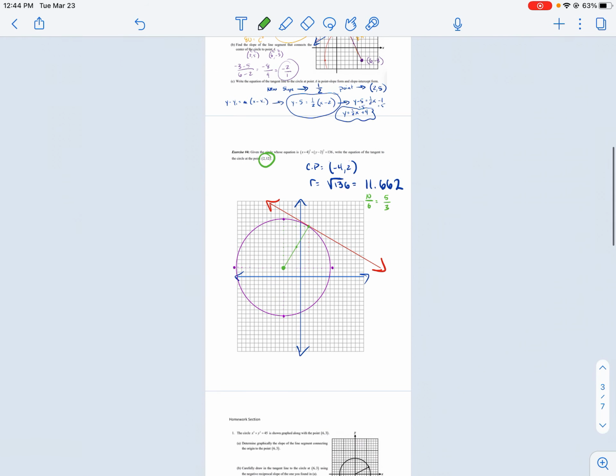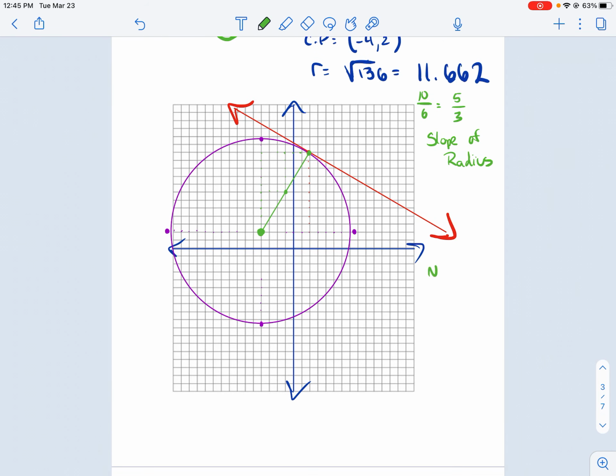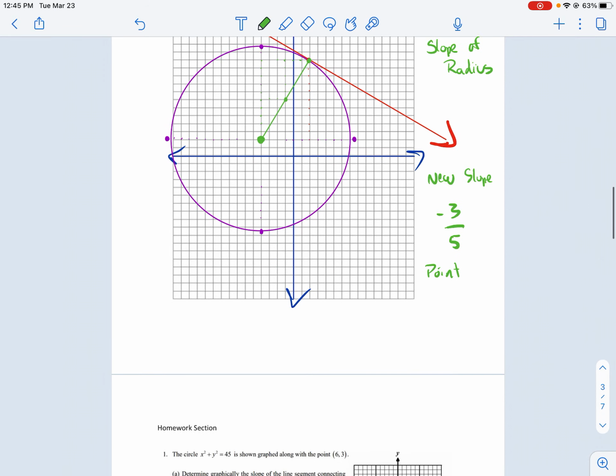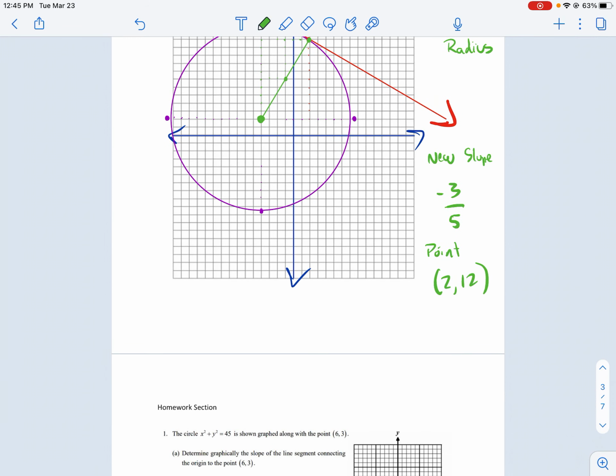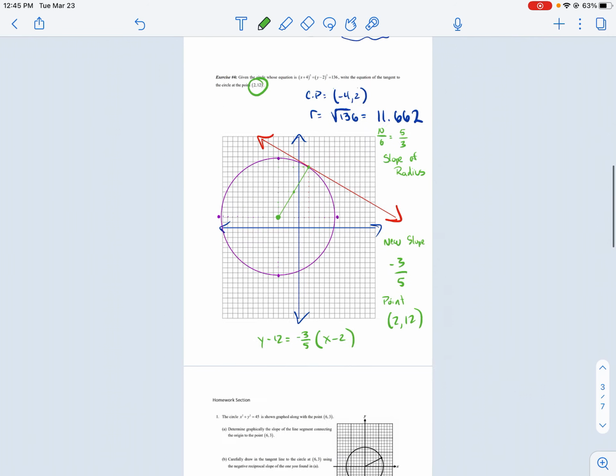So here's the slope of our radius. So what do we need? We want the slope of that tangent line. So our new slope is going to have to be a negative 3/5. And then our point that we're going through is 2, 12. Okay, so let's just plug it into that equation. So y minus 12 is equal to a negative 3/5 times x minus 2. And so that's the equation of the tangent line.